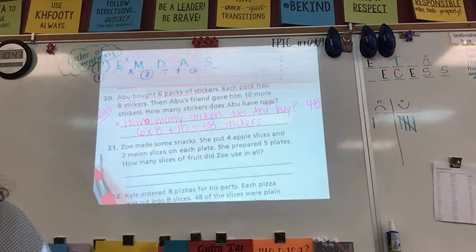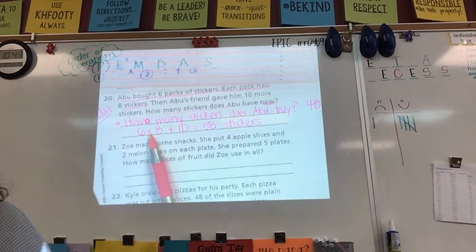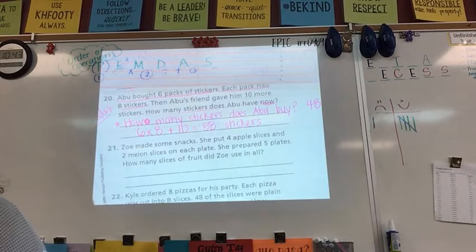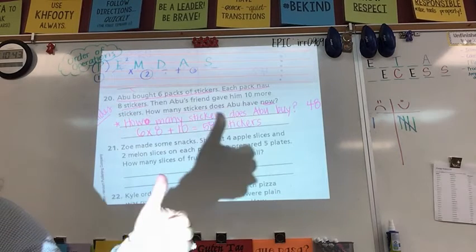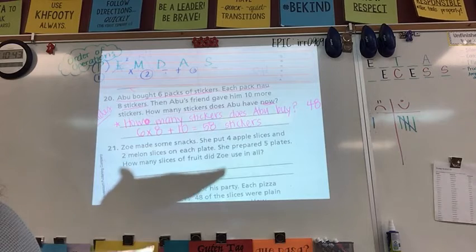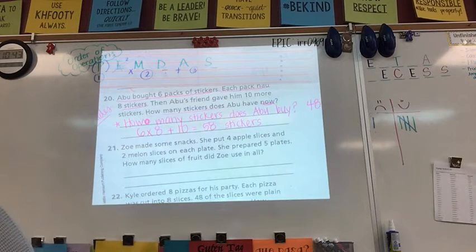My order of operations says I must multiply before I add. Is that what we did for this problem? Yes. So do I need to add any parentheses? No. That one's good to go.